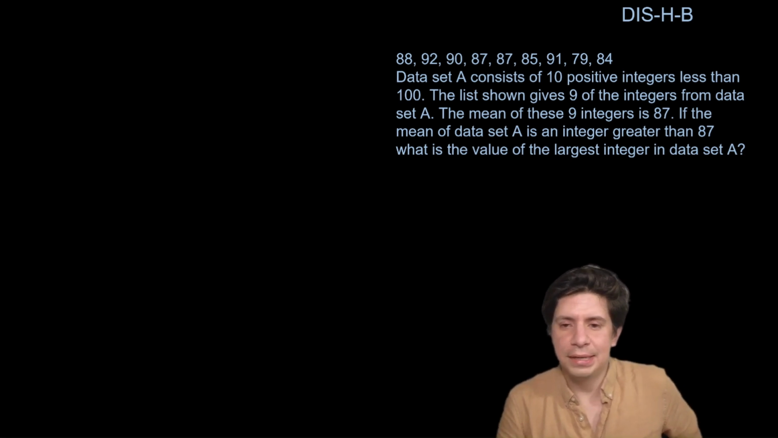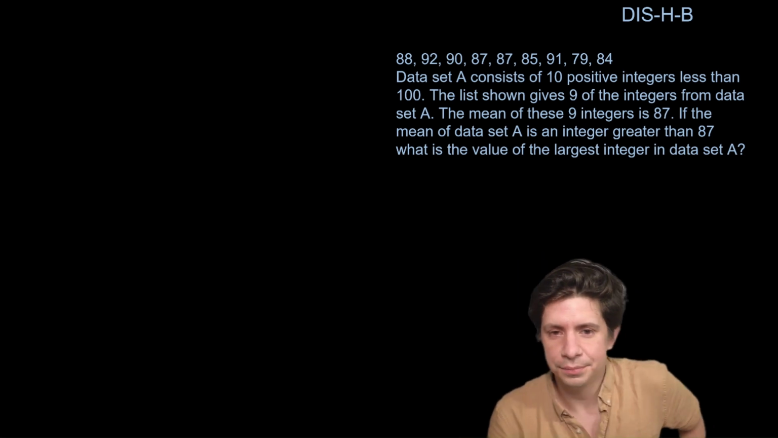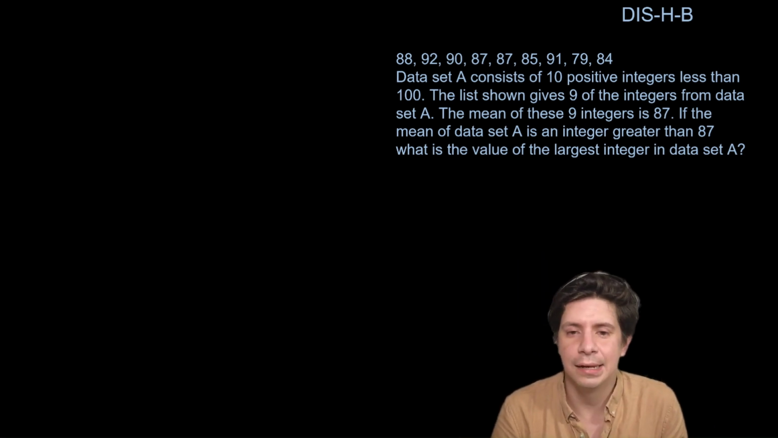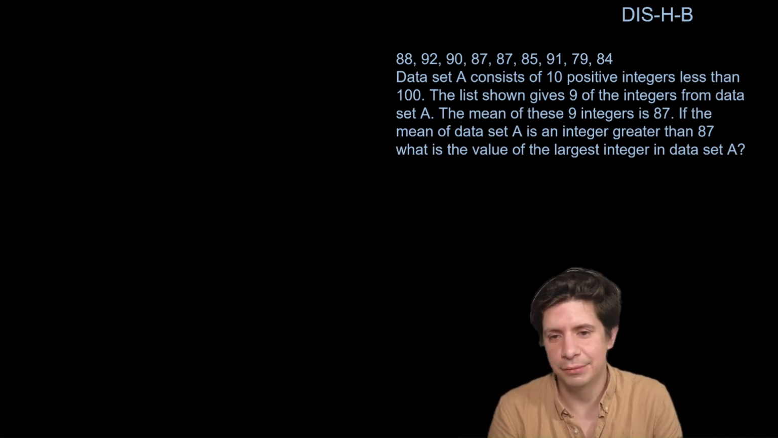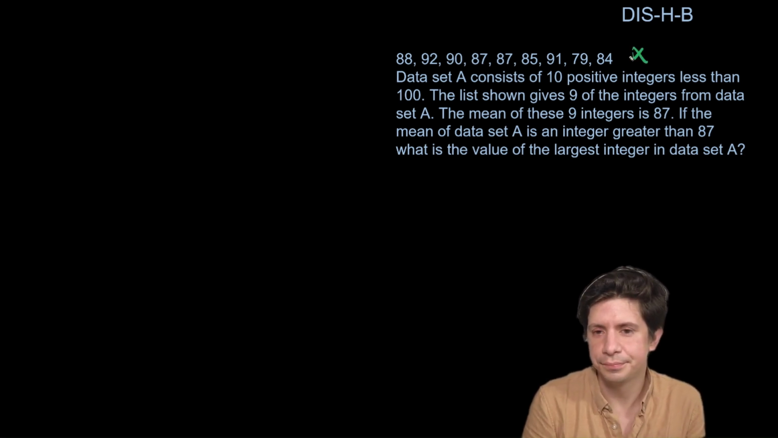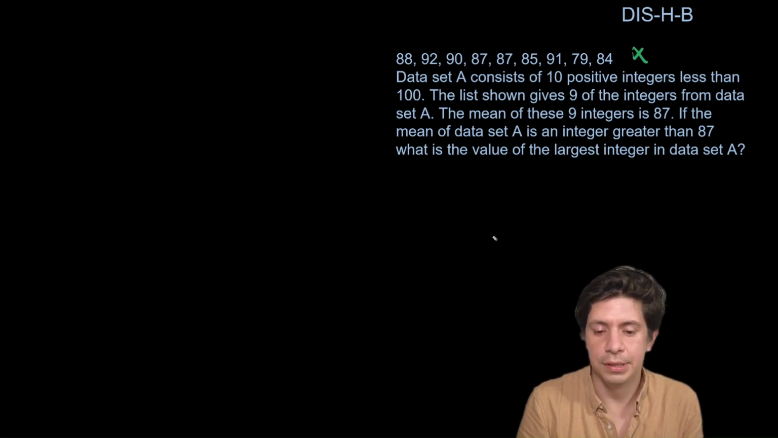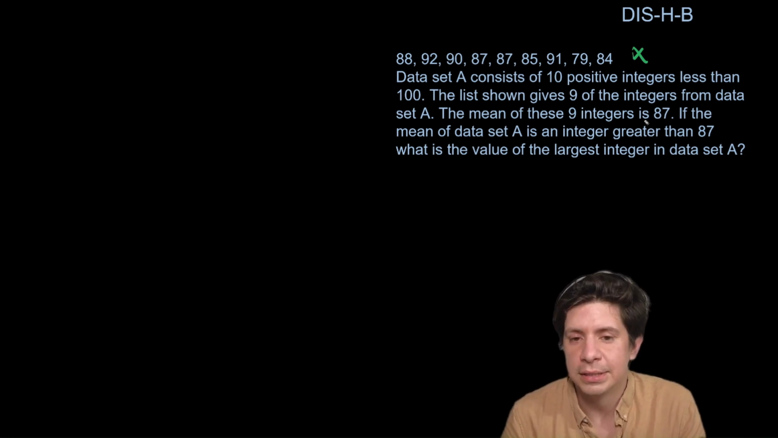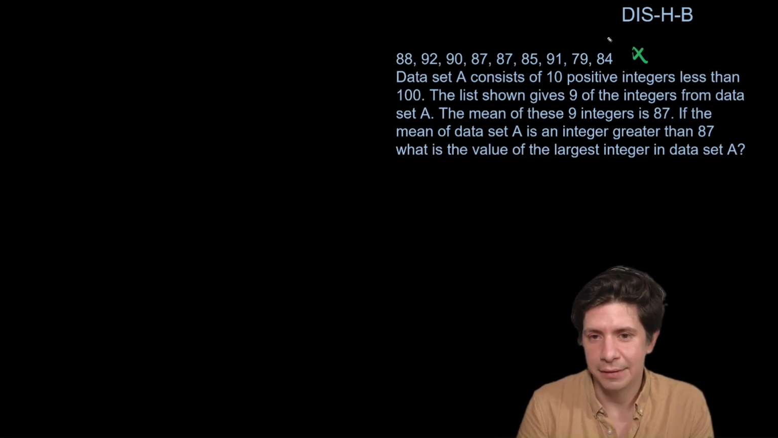So what's happening is they're telling us dataset A has 10 numbers, and we're seeing 9 of those numbers. And there's another number, let's call it X. Now, within X, something's going to happen. The mean of these is 87. We're going to trust that.